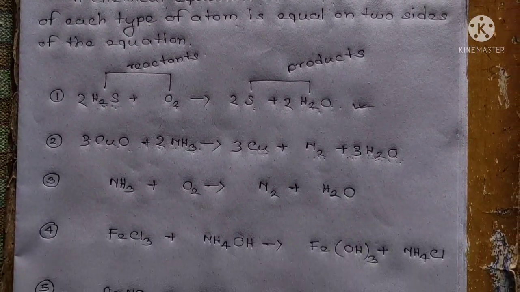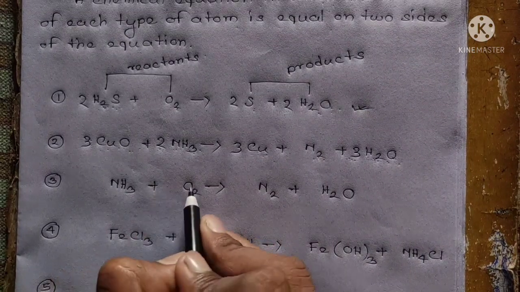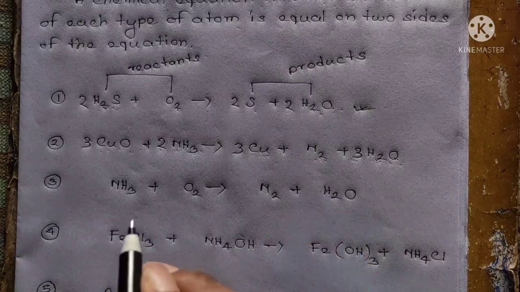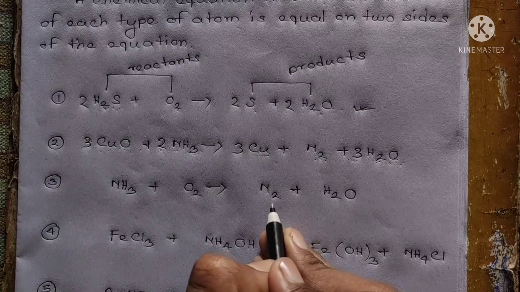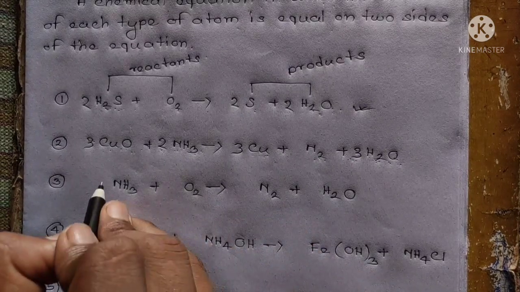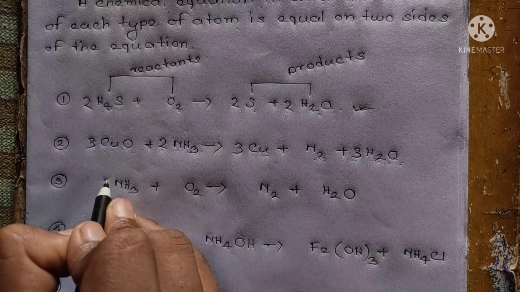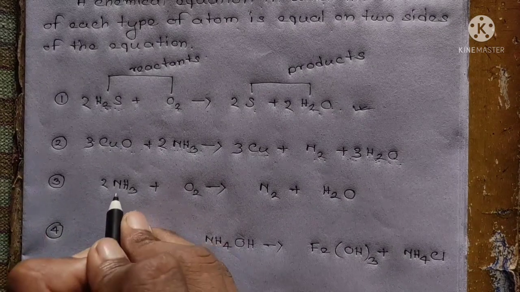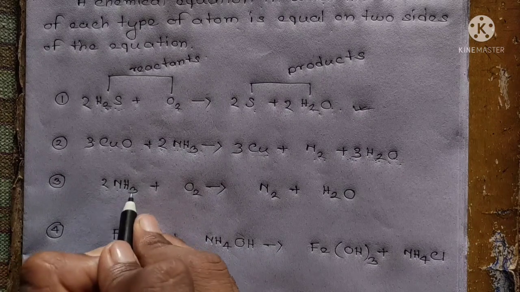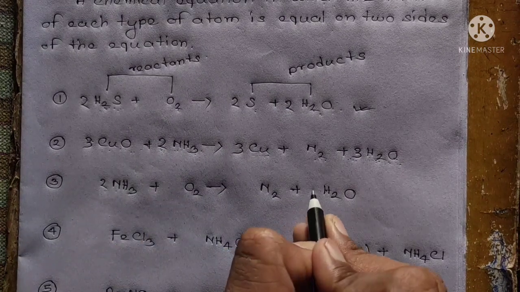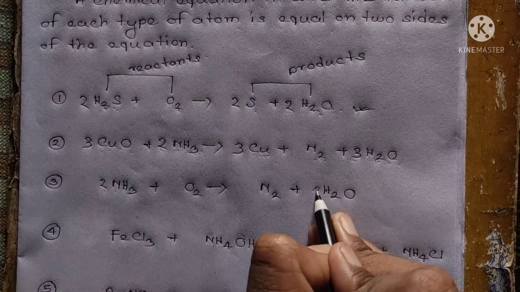Now move to example number 3. Ammonia plus oxygen produces nitrogen and water. First of all, we have two nitrogen on one side and one nitrogen on the other, so we multiply it by 2, right? And when we multiply it by 2, hydrogen becomes 6, and here the hydrogen is 2, so we have to multiply it by 3.